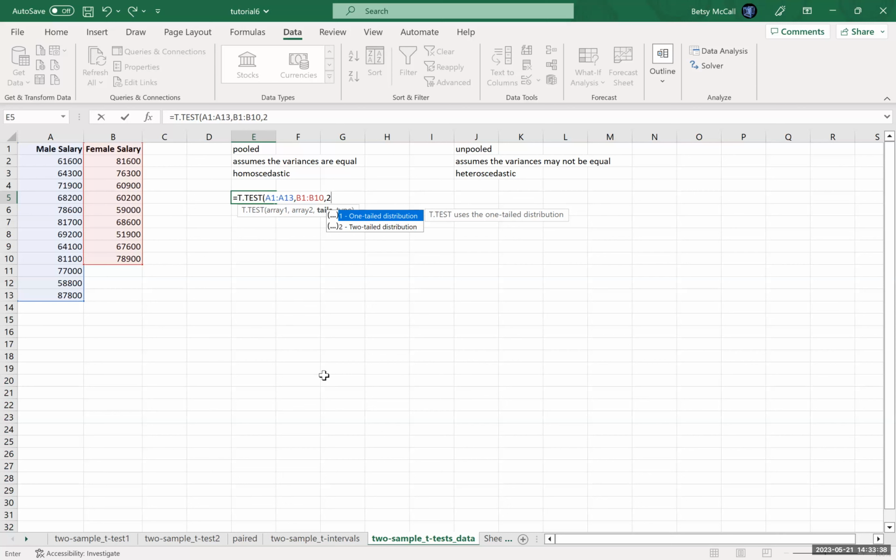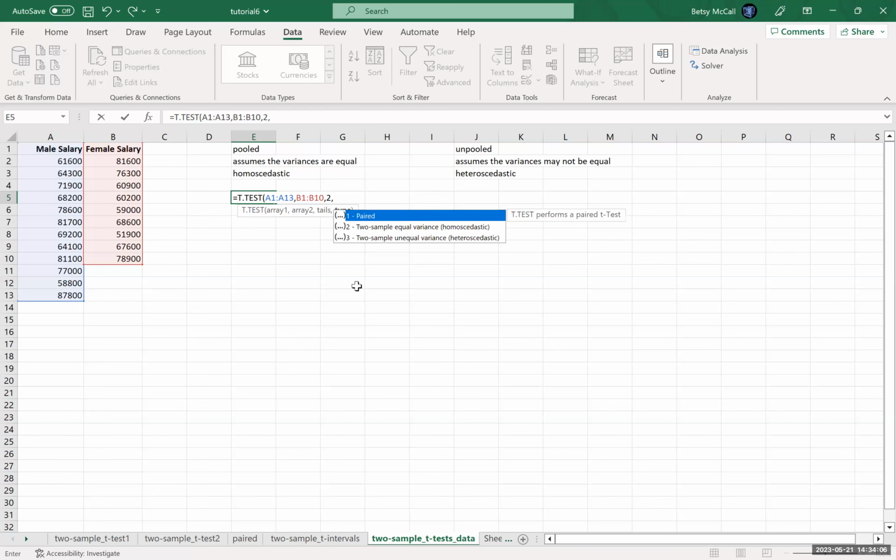If you wanted to test the claim that men were paid more than women in this data set, then you would choose a one-tailed test. Or you could do the other way. You could say men are not paid more, and then you would also want to do a one-tailed test. So if the women were paid more. Wouldn't that be nice? So I picked the two-tailed distribution because I just want to see if they're unequal.